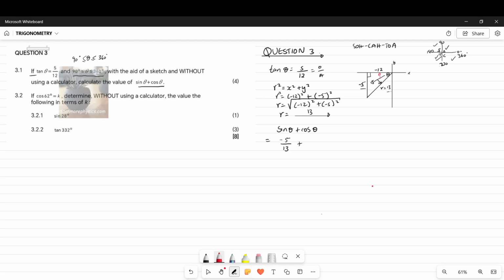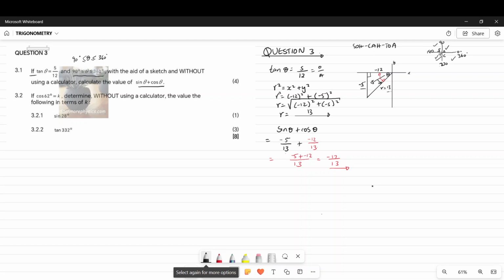Adjacent is over there, all over what? Hypotenuse. So now we're going to have that to be negative 12 all over 13. As you can see, we've got the same denominator. So we're just going to say negative 5 plus negative 12. Then this is going to give us negative 17 all over 13 as our final answer, right? So now that is our answer.